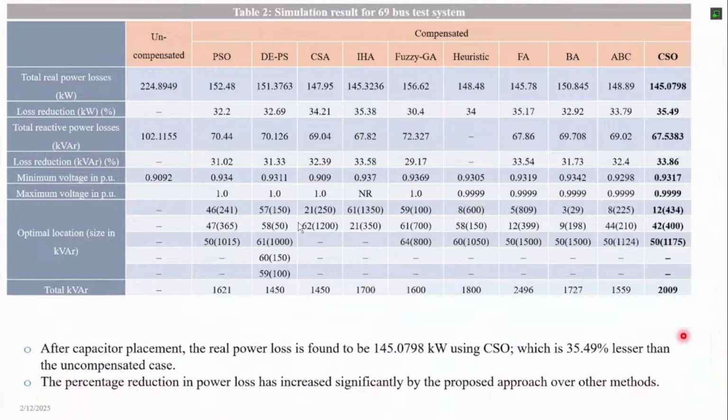Tens of algorithm comparisons have been carried out, and it can be seen with the help of CSO. A few algorithms are based on local and global philosophies or some other philosophy, but with the CSO algorithm, the losses come down to around 145 kilowatt, which is 35.5% lower with respect to the uncompensated case. And the total injection of reactive power is around this value. So we can say CSO helps us reduce losses significantly.